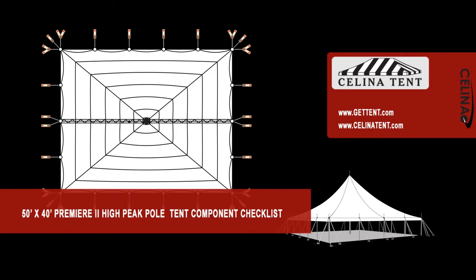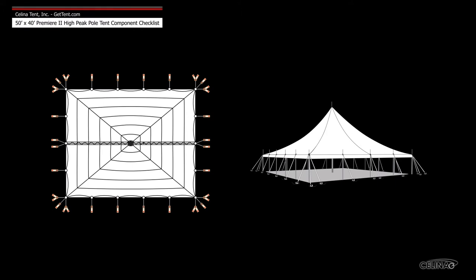This is an overview of the components required to set up a 50-foot by 40-foot Premier 2 Series High Peak Pole Tent from Celina Tent. This tool may be used to measure and compare existing pole components to ensure compatibility.